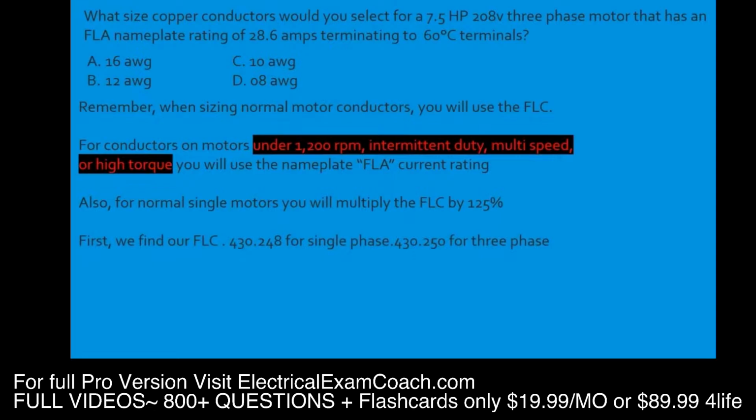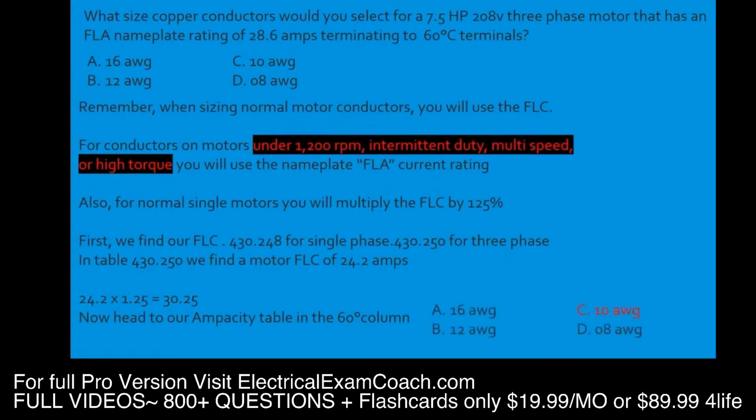Starting on the left-hand side, we're going to select our respective horsepower. Then we're going to come down and tee off with our voltage. Now we're going to select our FLC of 24.2 amps. Now we take that 24.2 amps, we multiply it by 1.25. That's going to give us a new amperage to size our wire by of 30.25. Now we head to our primary ampacity table, being very careful to select from the 60 degree C column, because our terminals are rated 60 degrees C. And we're going to select C.